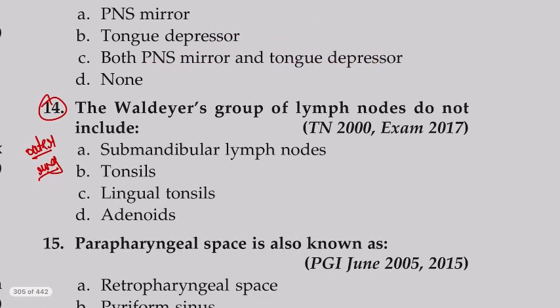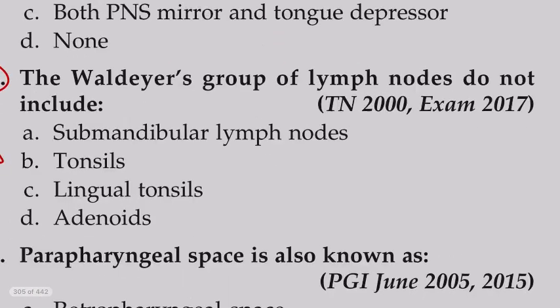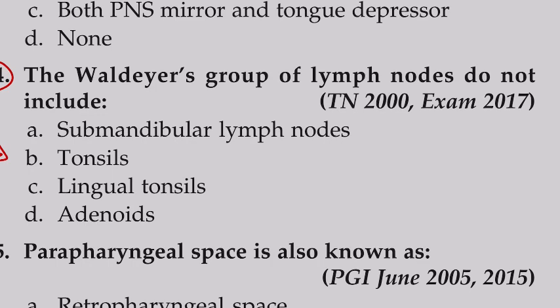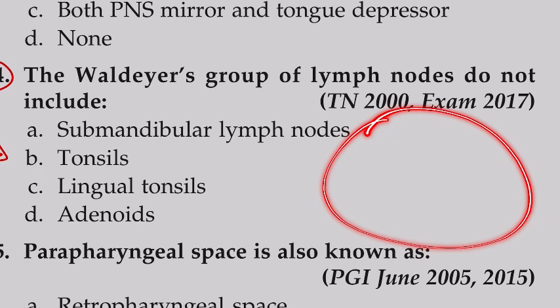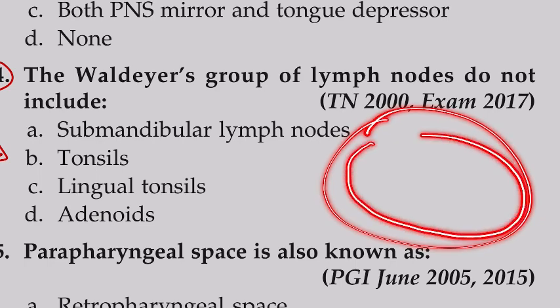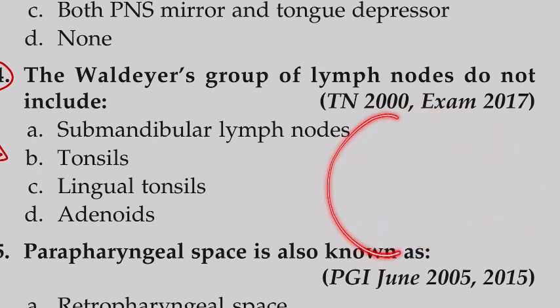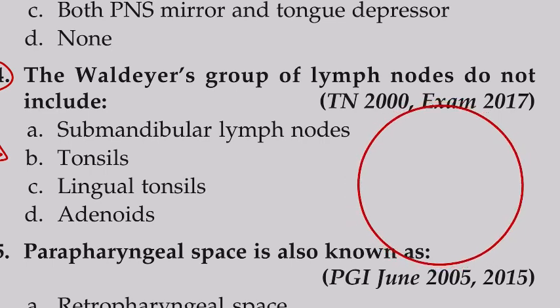Waldeyer's group of lymph nodes do not include... Now here, Waldeyer's ring. Talking about Waldeyer's ring, the Waldeyer's group of lymph nodes consists of several structures. Out of those structures, I would like to mention some points. Now here this is our Waldeyer's ring. There is an outer ring and an inner ring. It consists of outer and inner, but here we are going to talk about the inner only.